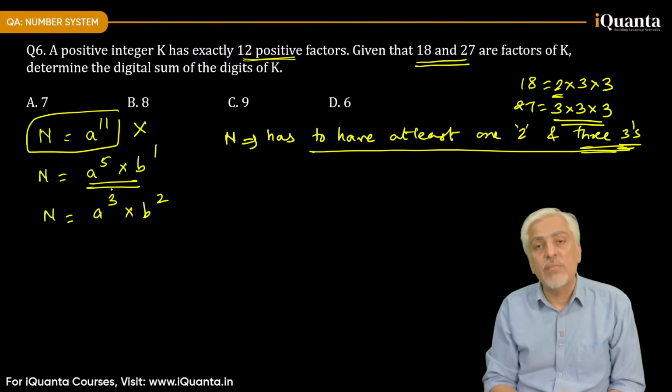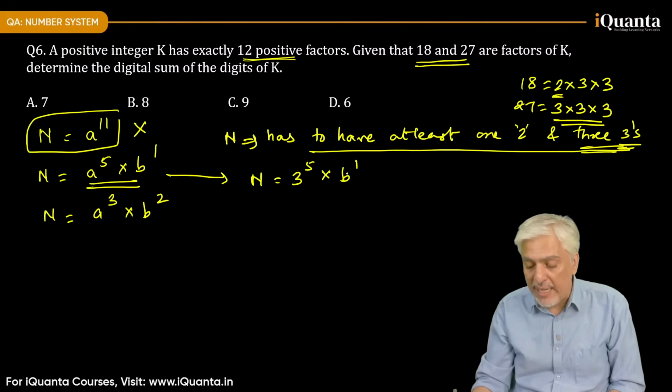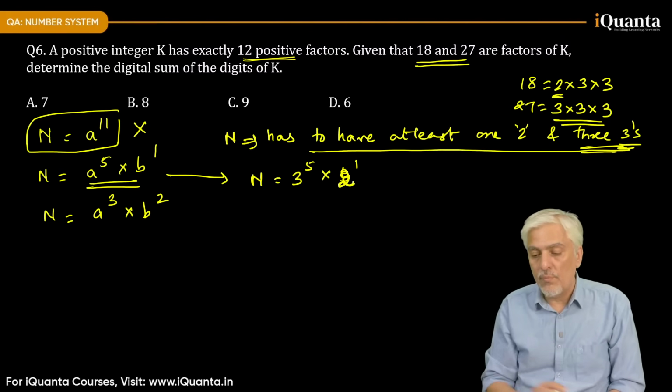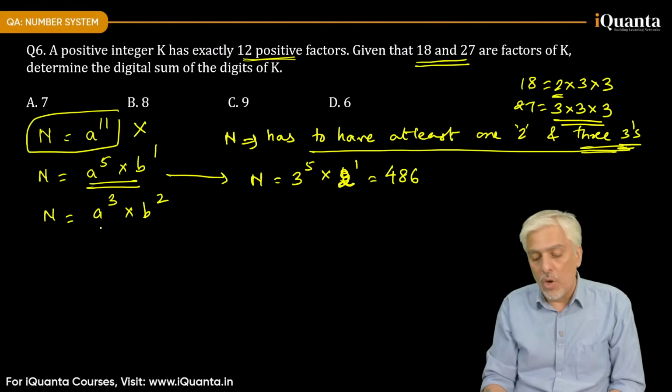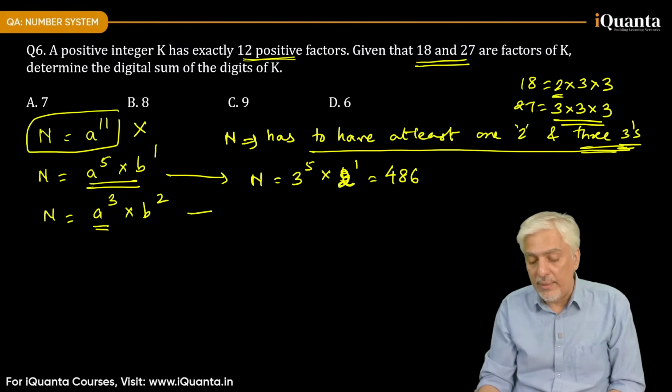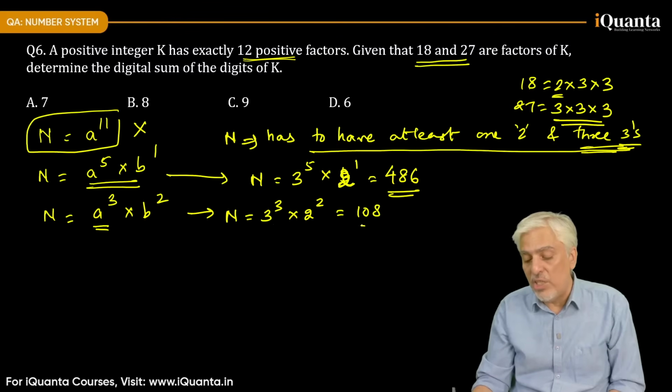Both these cases are possible. In this, A can be 3 and B can be 2. 243 twos are 486, which is one possibility. Or in this also, A can be 3 and B can be 2. 27 fours are 108. Only these 2 cases are possible.